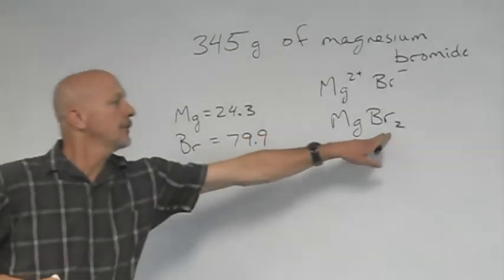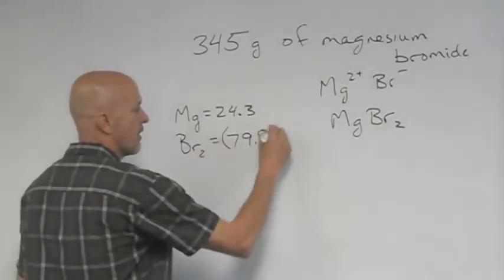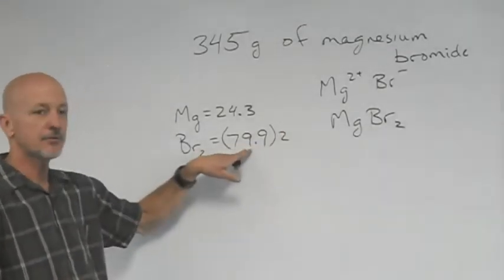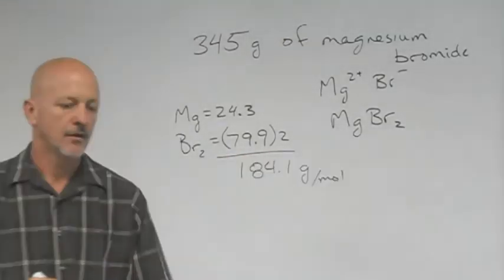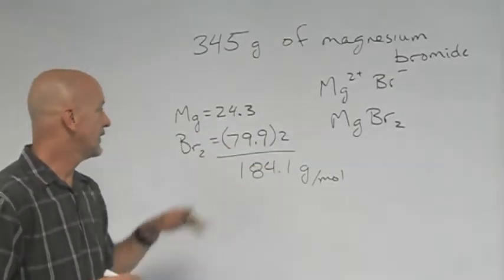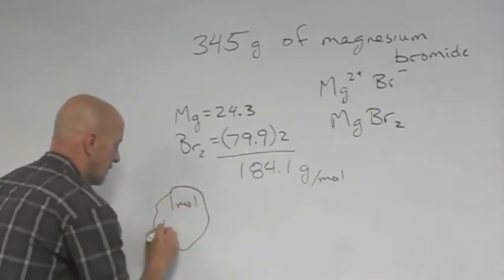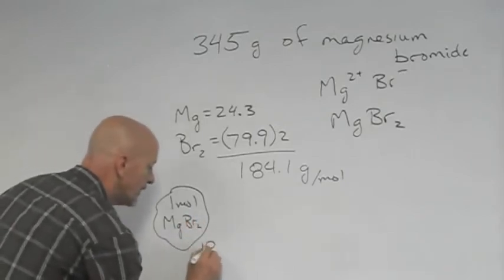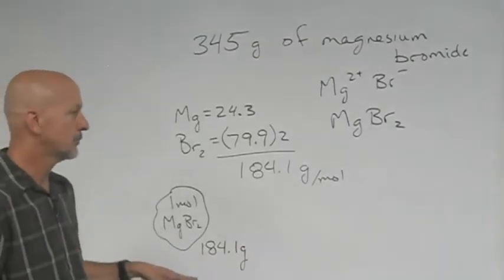But I have 2 bromines in this compound, so I need to double that. So in this compound there's 1 magnesium and 2 bromines, each with a molar mass of 79.9. And I add that all together. I double 79.9, and I get this: 1 mole of magnesium bromide has a mass of 184.1 grams. That's the molar mass of magnesium bromide.